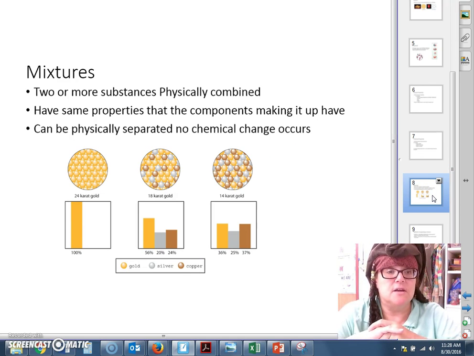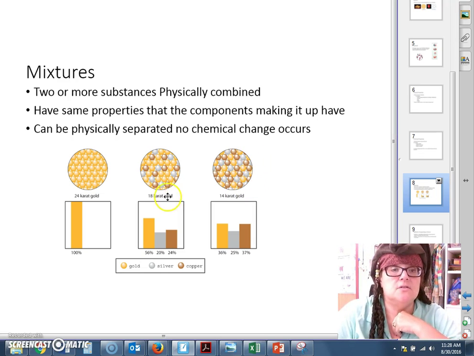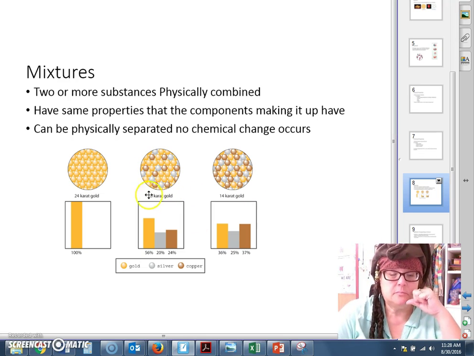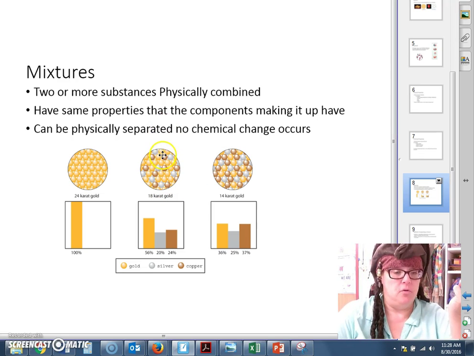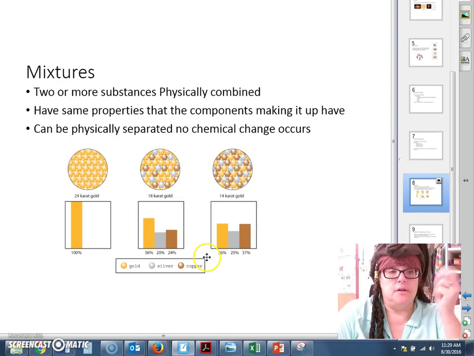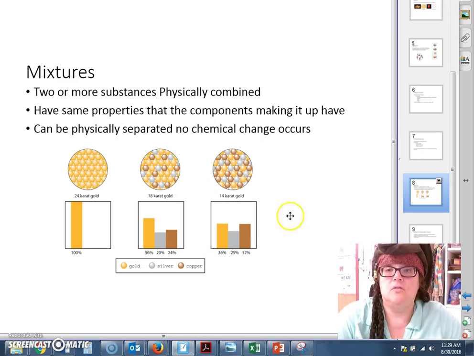They're only physically combined. Okay, in this picture with the different golds, I could get into this gold and physically pluck out those coppers. Excuse me. And they would be separated. Okay? Again, copper is going to melt at a different temperature than gold. So we could melt the whole thing and figure out what we have. It's going to boil at a different temperature as well. These can be physically separated, so there's no chemical change.